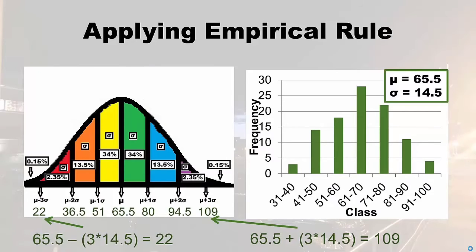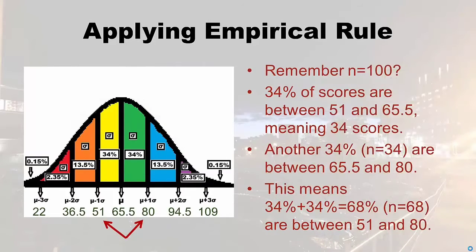So what does this all mean? Well, remember our n equaled 100, just out of convenience. So what does this mean? It means that 34% of the scores are between 51 and 65.5. So that's the yellow bar, right? So 34 scores were that because I had 100 people in the class. So I'm standing there in that class and I've got a 73. But I know 34 of those people I'm looking at have a score between 51 and 65.5.